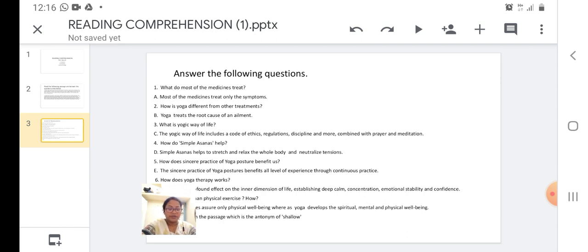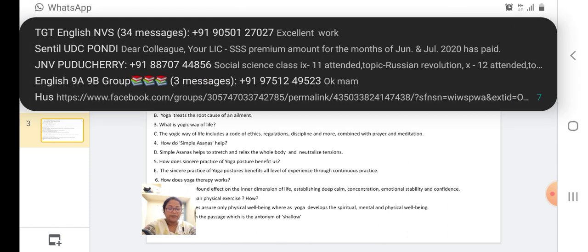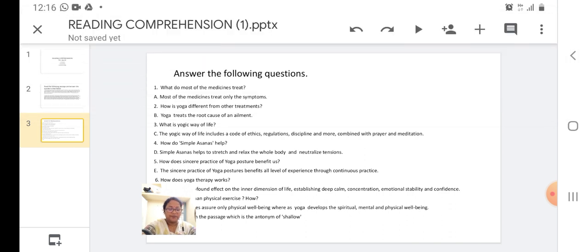So once again we read the questions. What do most of the medicines treat? How is yoga different from other treatments? What is the yogic way of life? How do simple asanas help? How does sincere practice of yoga postures benefit us? How does yoga therapy work? Is yoga better than physical exercise? How? Find a word from the passage which is the antonym of shallow.